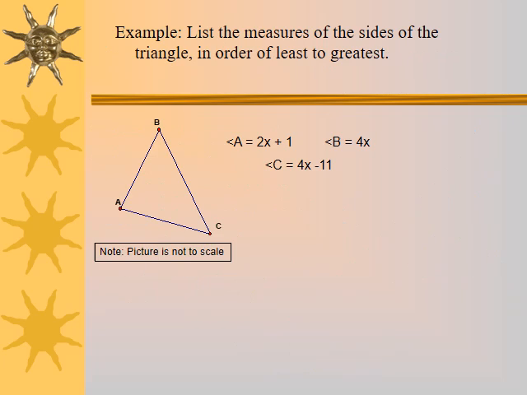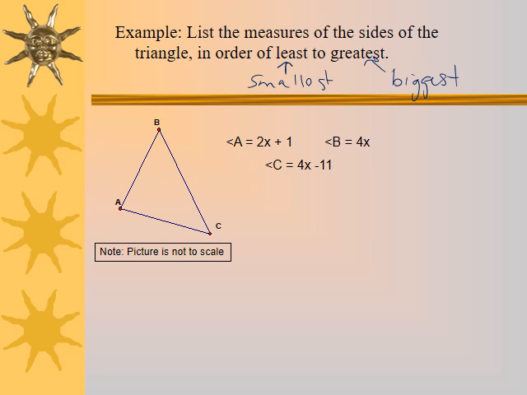Finally, let's figure out where we can use this. We're going to list the measures of the sides of the triangle in order from least to greatest. Least means smallest. Greatest means biggest.